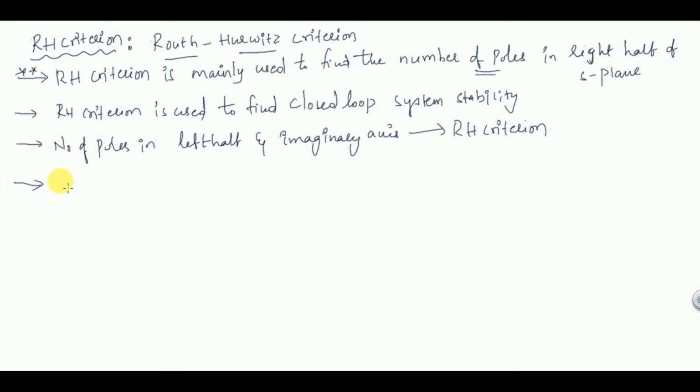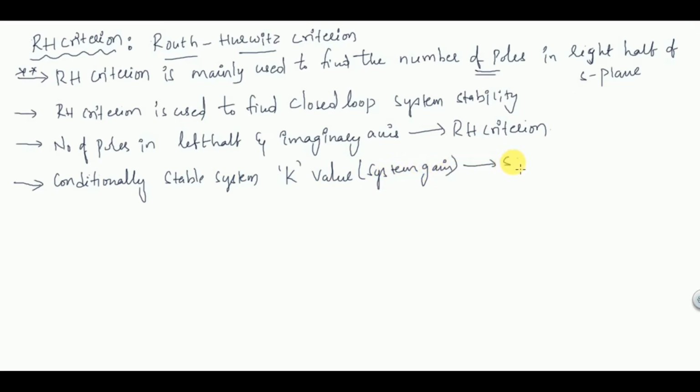Next, if the system is a conditionally stable system, we can find the range of K value, the system gain. We can find the range of K value for which the system is stable. So for a conditionally stable system we can find the gain value K for which the system is going to be stable. That is, we are going to find the range of K.